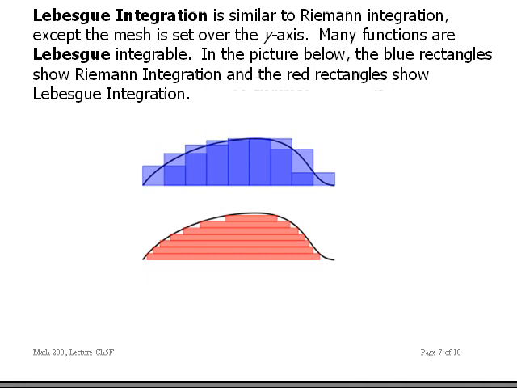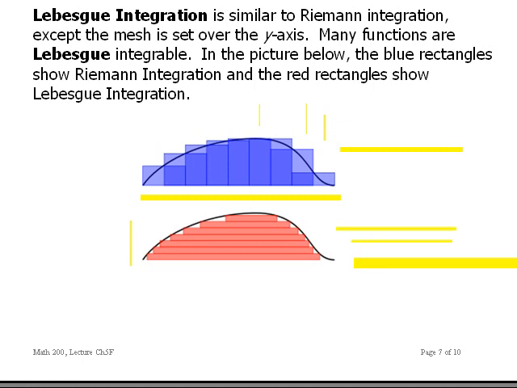Now some functions fail to be Riemann integrable, but there's another numerical technique called Lebesgue integration. It's similar to Riemann integration, except you set the mesh over the y-axis. So this would be Riemann integration. You see, you've divided the x-axis up and created the rectangles. Their long axis is vertical. Now here's Lebesgue integration. You see, you've divided up the range of the function, and then the long axis of the rectangles is more horizontal. So many functions are Lebesgue integrable that were not Riemann integrable. In other words, you have another way to evaluate the integral numerically.